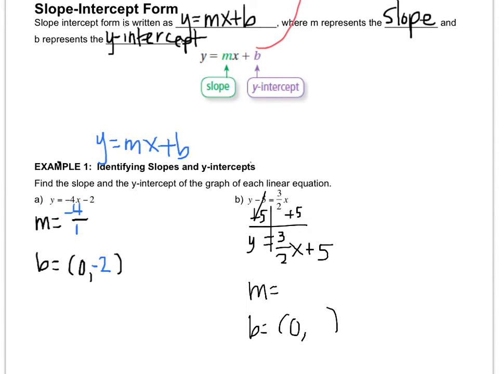Remember, b always starts at 0, and slope is always a fraction. So the number in the slope spot, m, is 3 over 2. And the number in the intercept spot is positive 5. So you have to get it to say y equals if it doesn't already.